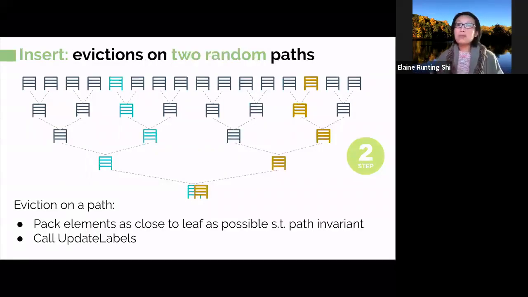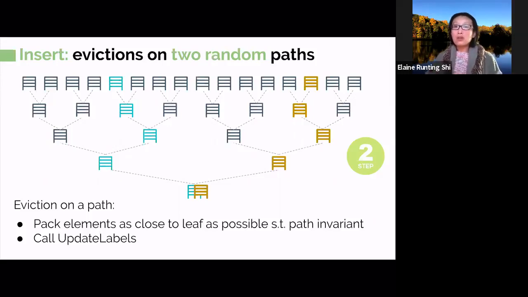Of course, we cannot keep adding elements to the root because the root will soon overflow. To resolve this overflow, we are going to introduce a background maintenance process called eviction. Essentially, every time we insert an element, we will choose two random paths and perform evictions on these two paths. The goal of eviction is to move elements towards the leaves as much as we can, but without violating the path invariant. Specifically, for each path chosen for eviction, I will pack the elements on the path as close to the leaf as possible, subject to the path invariant.